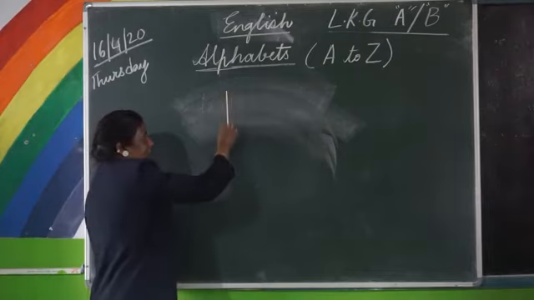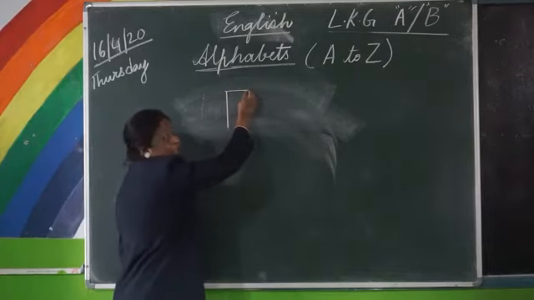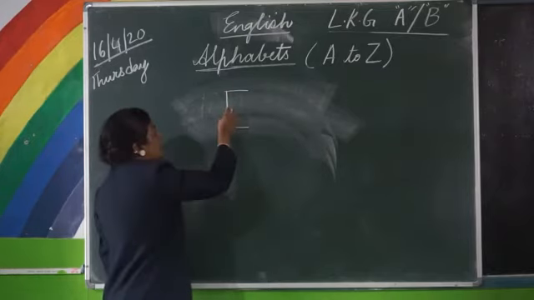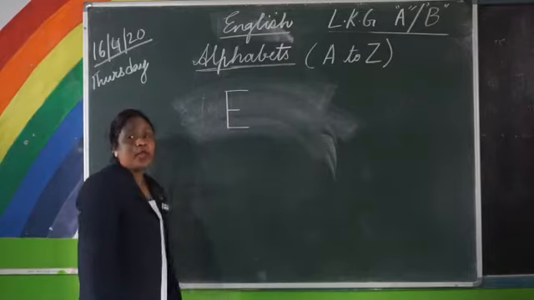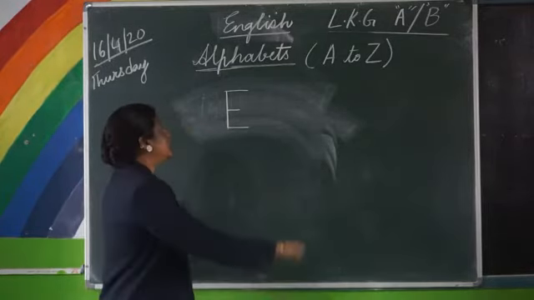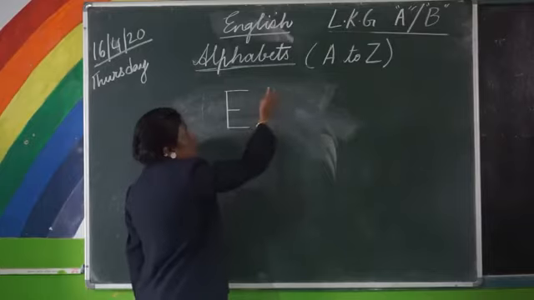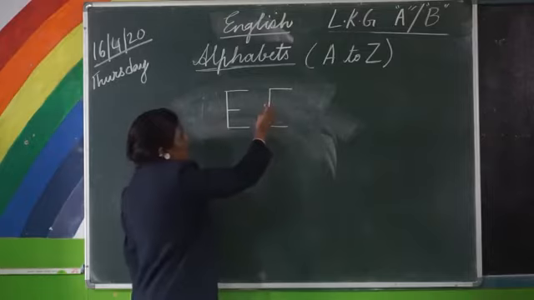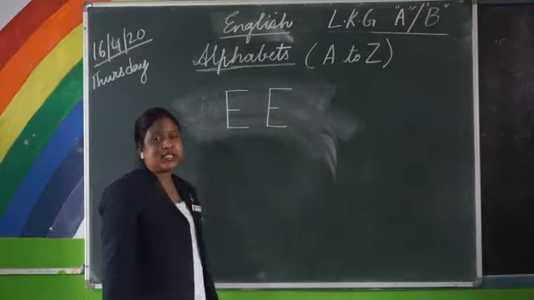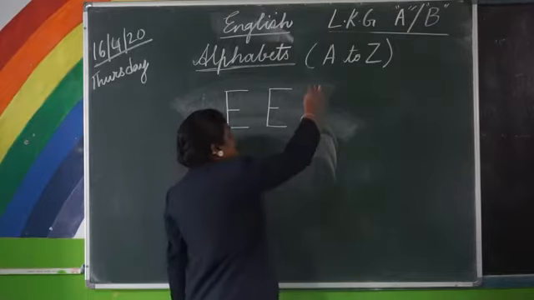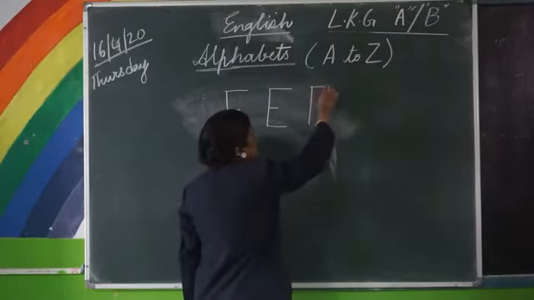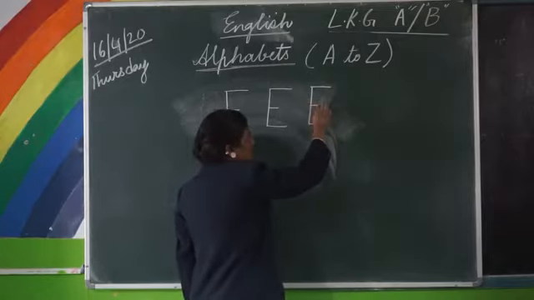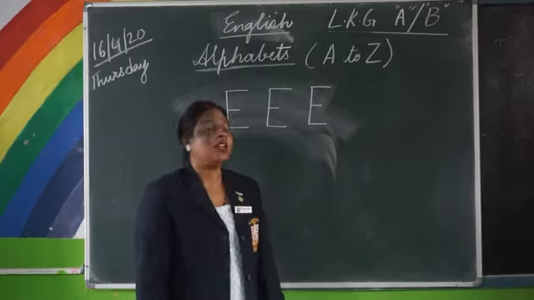A standing line. A sleeping line. One more sleeping line. And a small sleeping line. Makes letter E. A standing line, a sleeping line, another sleeping line, and a small sleeping line makes letter E.